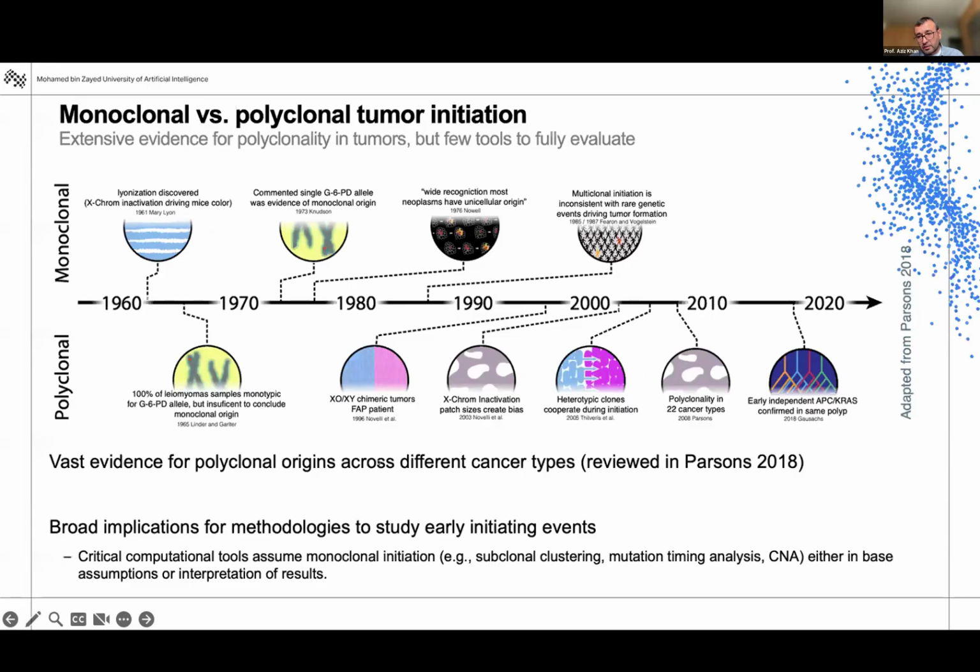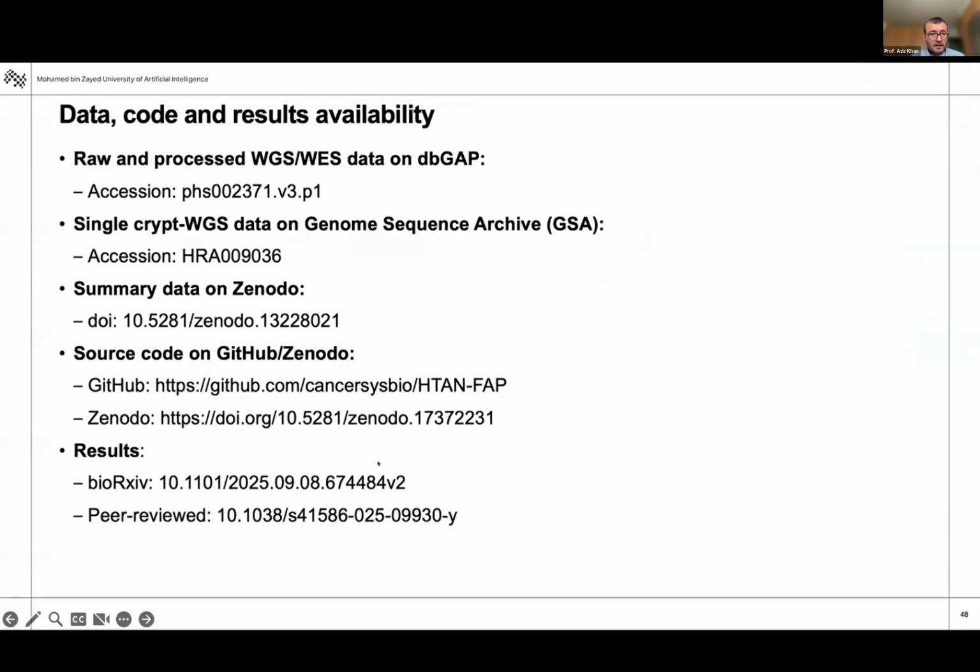And of course, the question of mono versus poly is not new. The debate has been quite long, and there is quite a lot of evidence that suggests polyclonal origins in various cancer types. If you're more interested, I would redirect you to this review by Parsons from 2018 to learn more about this debate. All of these data sets and results that came out are available for community use in terms of the code and the summary data sets.